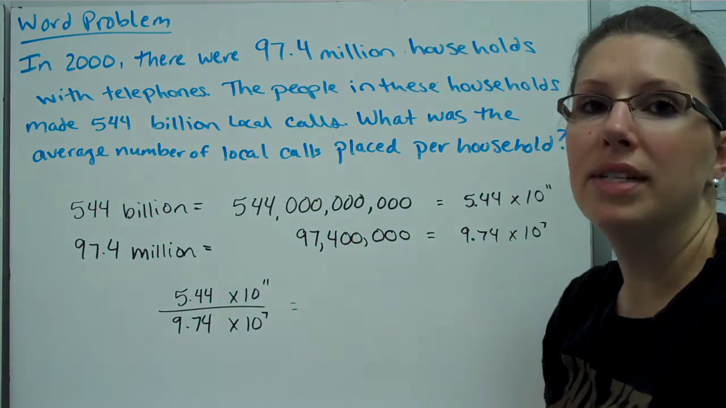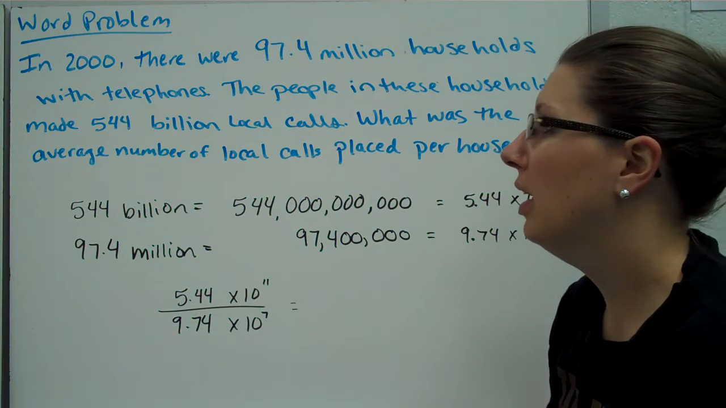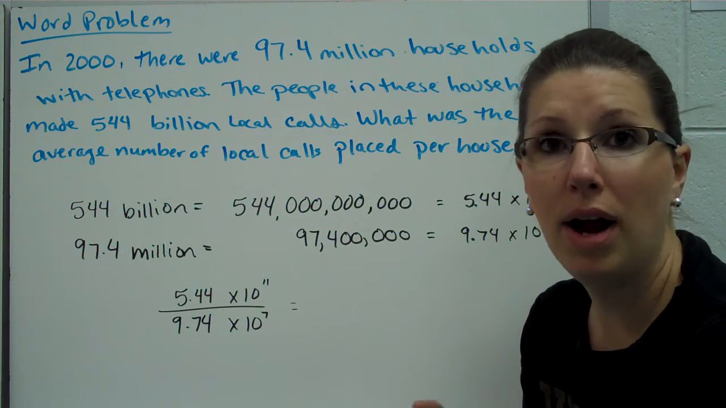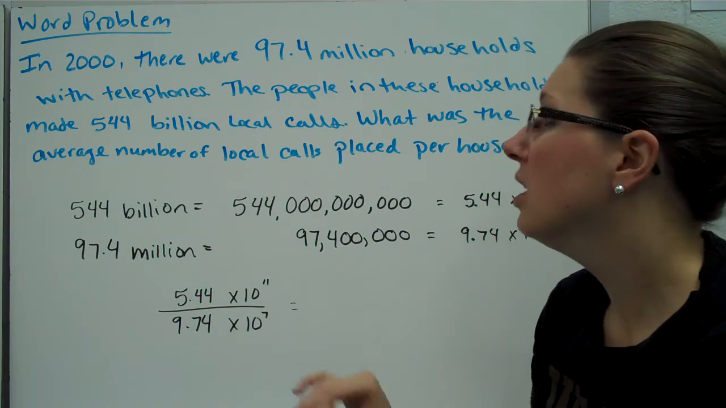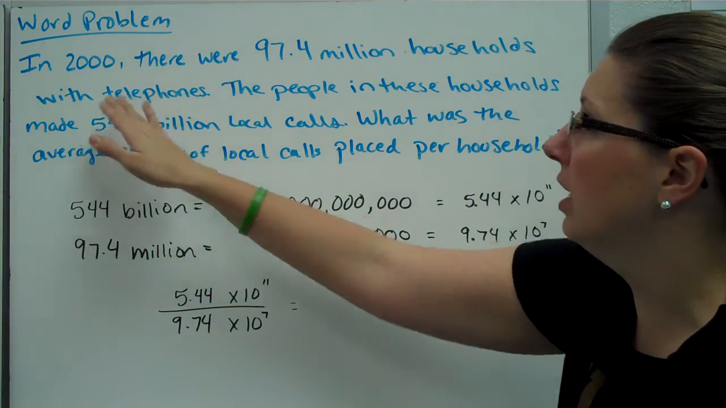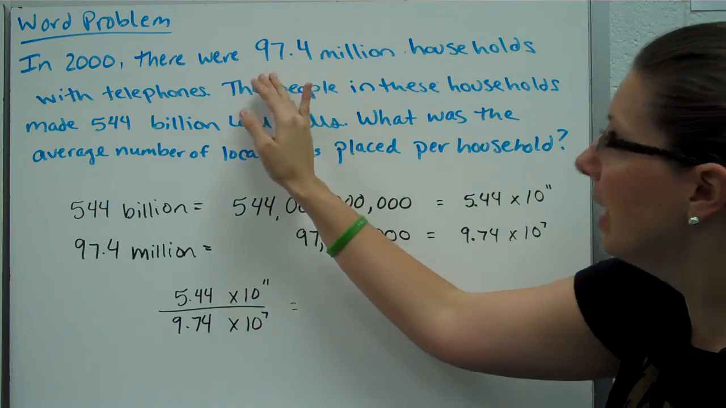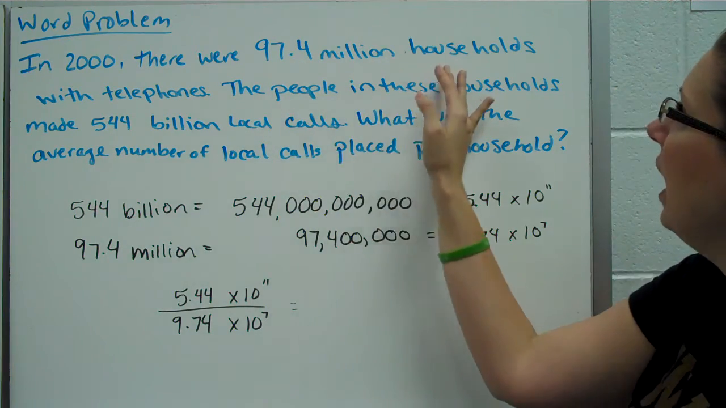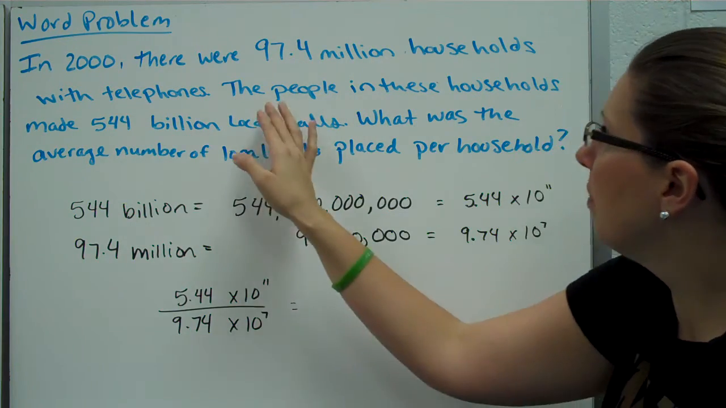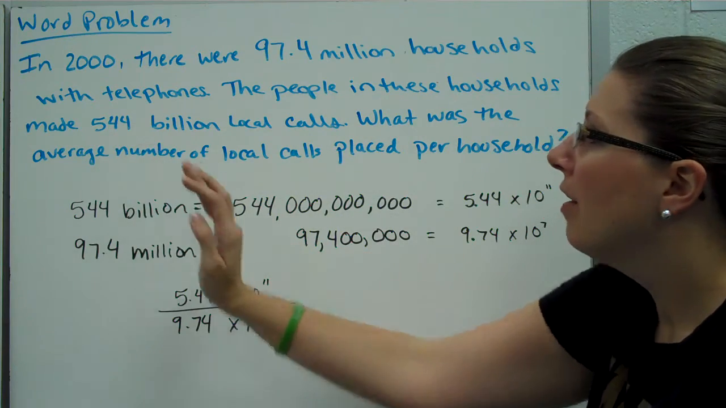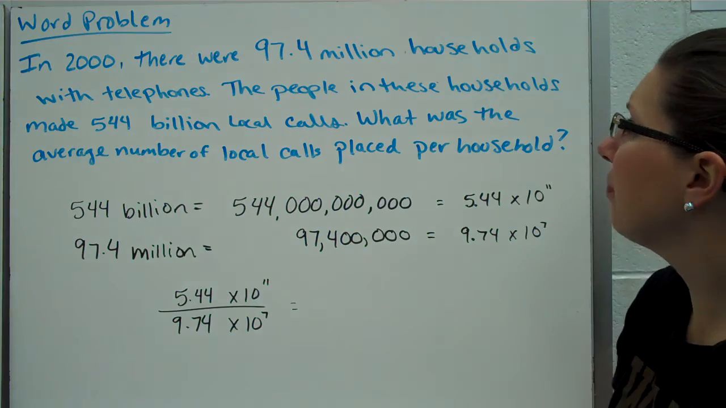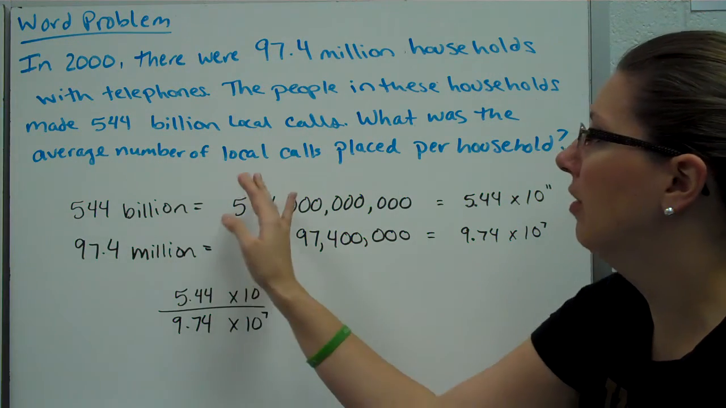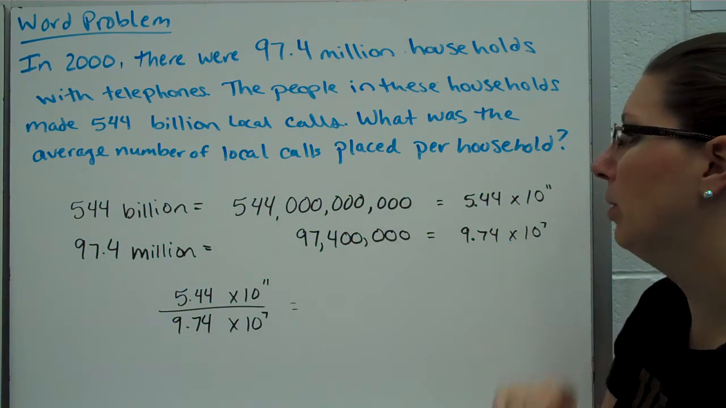The last problem we have today is a word problem. A lot of times you'll have to kind of decode the word problem, especially with scientific notation. So let's read it. In 2000, there were 97.4 million households with telephones. The people in these households made 544 billion local calls. What was the average number of local calls placed per household?